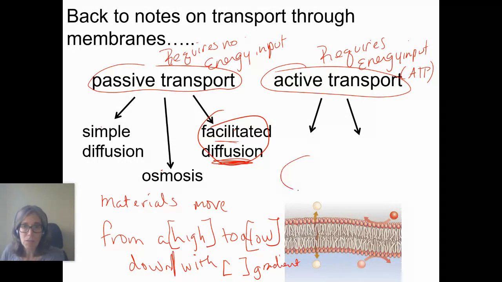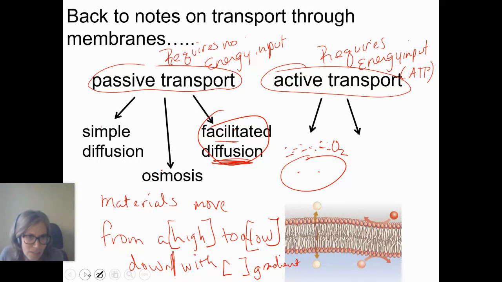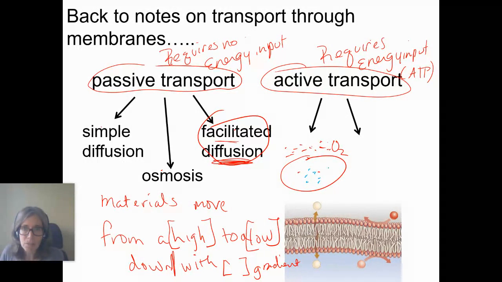So that can mean, let's say you have a cell here. Let's say there's a lot of oxygen outside the cell. Let's say these little dots are oxygen and not too many of them inside. And let's say you've got lots of carbon dioxide in the cell. And so these blue dots are carbon dioxide. You have a little bit outside, but mostly inside.